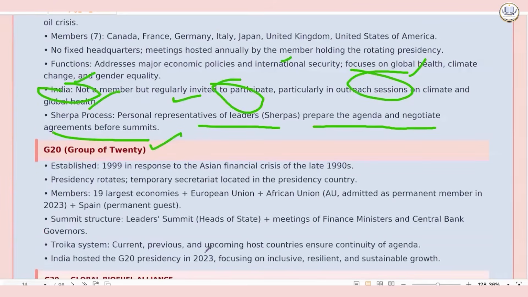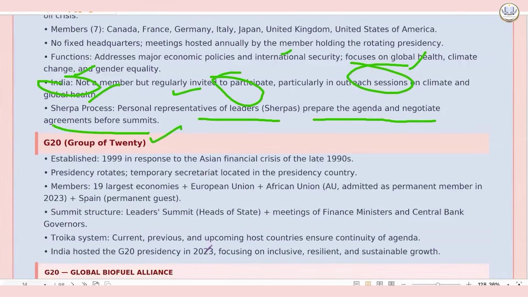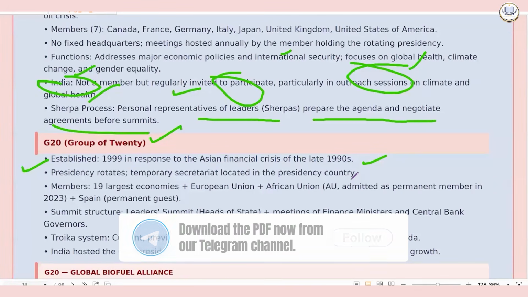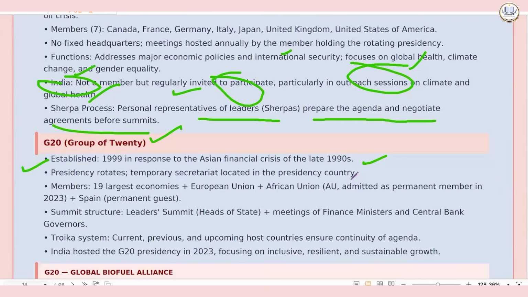Then we have G20, which was established in 1999 in response to the Asian financial crisis of the late 1990s. Presidency rotates. Temporary secretariat located in the presidency country. Members are 19 largest economies, European Union, African Union, and Spain is a permanent guest. So the countries are Argentina, Australia, Brazil, Canada, China, France, Germany, India, Indonesia, Italy, Japan, Mexico, Russia, Saudi Arabia, South Africa, South Korea, Turkey, UK, and the US.